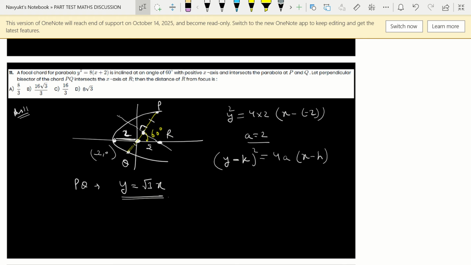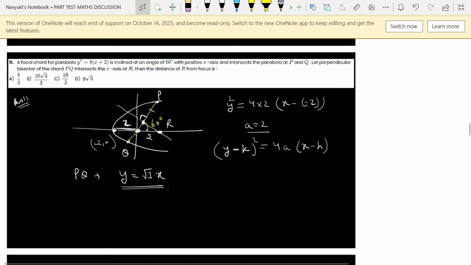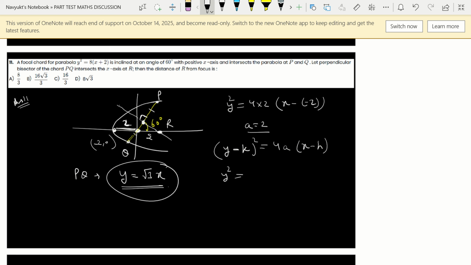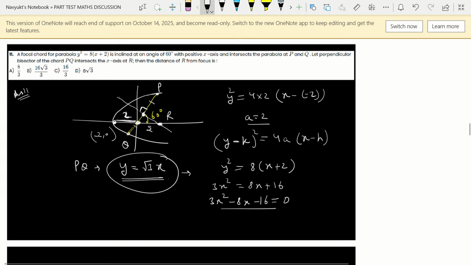So first of all, the P and Q points. How to find P and Q points? You can simply find them by putting this into our equation of the parabola. y is root 3 x, so this gives us 3x square equals 8x plus 16. 3x square minus 8x minus 16 equals 0. Now here is a catch.